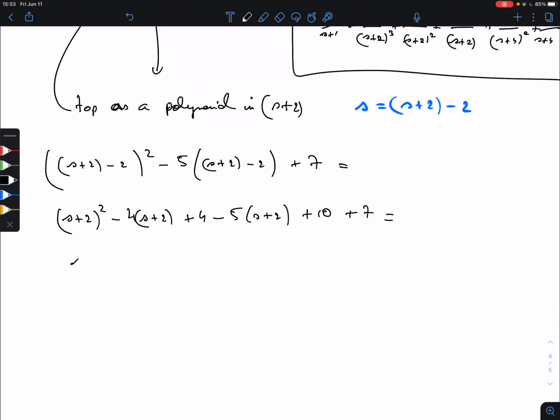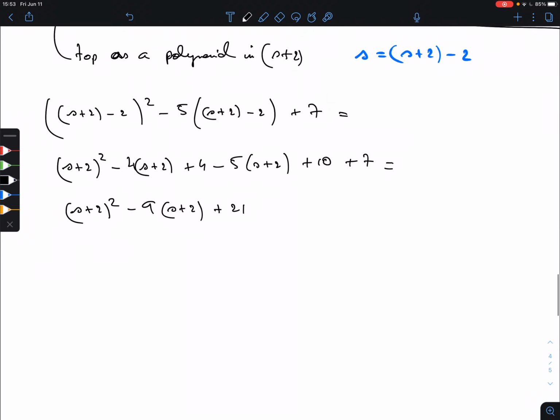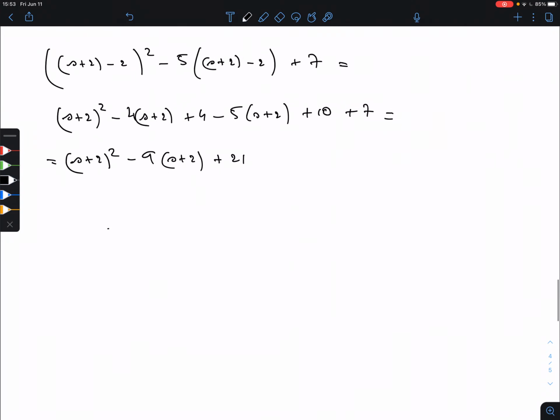So this is equal to s plus 2 squared. We have a minus 4 and minus 5, minus 9 times s plus 2. And then the constant is 4 plus 10 plus 7, which is 21. So that's what we get. Why do we do that? We have now written it as the polynomial that we want. So let's now write the fraction again, using the new form as a polynomial in s plus 2.